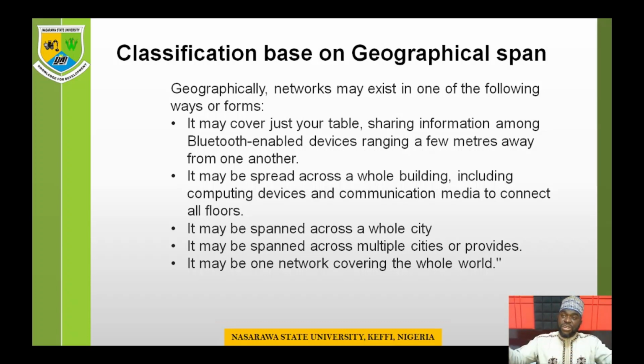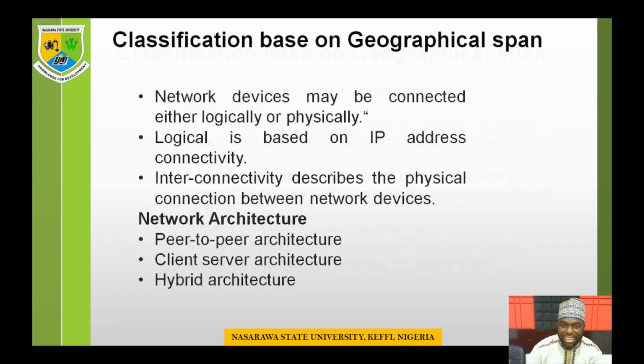Or your network might spread across a building, using computer media to connect your network. So geographically, your network can span within a building or a floor of a building, or it may span across the whole city. You can see how it is going from a tabletop to a building to a whole city, or it may span multiple cities or provinces, which is the wide area network. When it covers a whole city, it is a metropolitan area network. When it covers a building, it's called the local area network, or it may be one network covering the entire world, which is the internet as we defined earlier. Classification of network: geographical span.